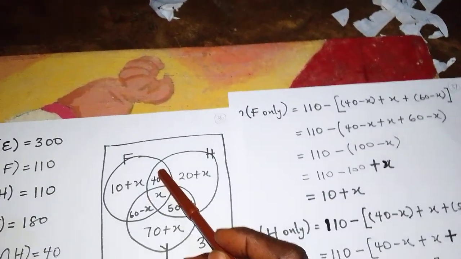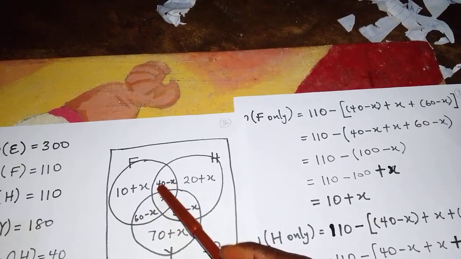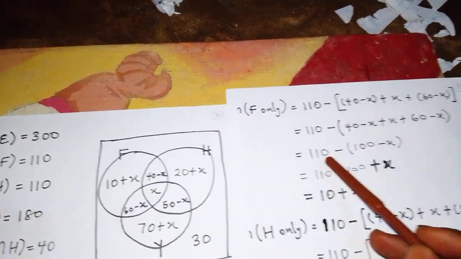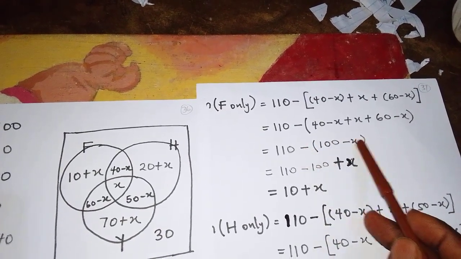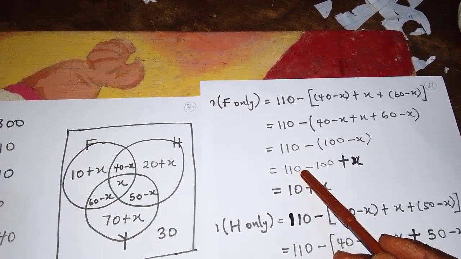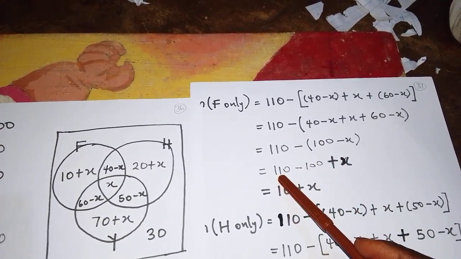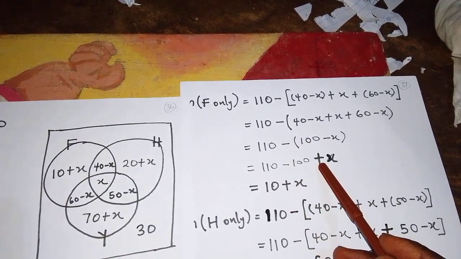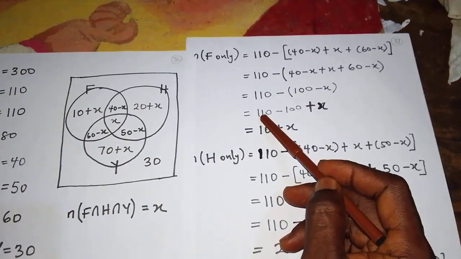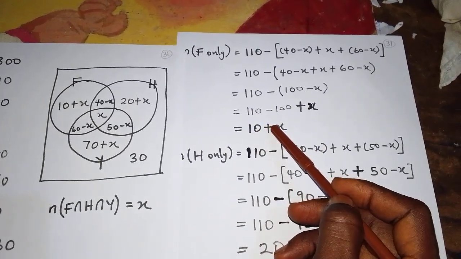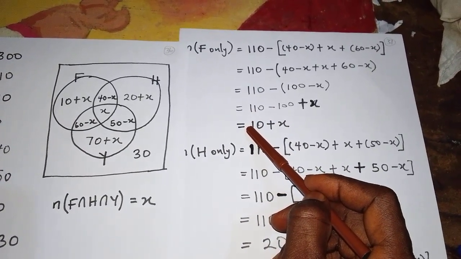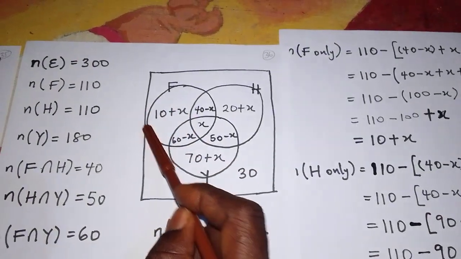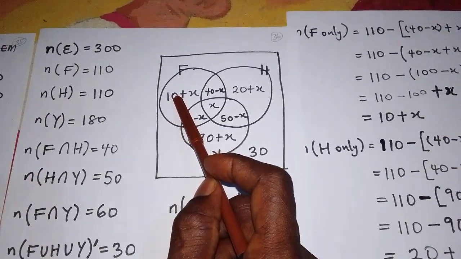So you now subtract the addition of all these. You subtract the addition of these 3 from those that offer French. So which is 110 minus 100 minus x. If you open the bracket here, we have 110 minus 100, minus times minus will give us plus x. So 110 minus 100 will give us 10 plus x. So 10 plus x offered only French. So then you now put it where this is, 10 plus x offered only French.